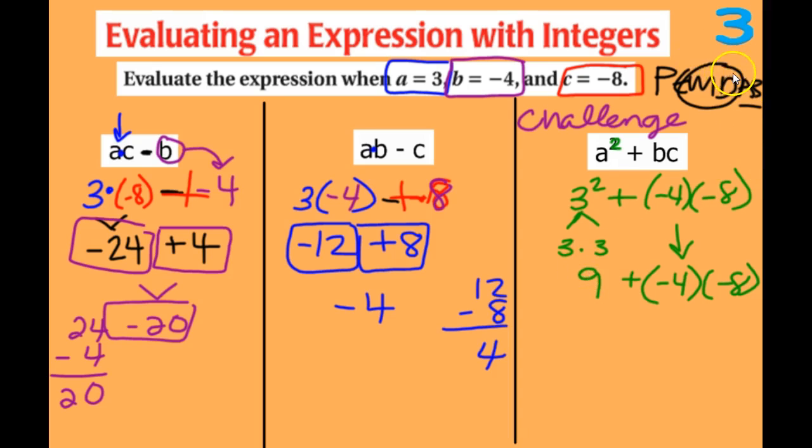Order of operations, again, we need to multiply first. These are touching, let's multiply. A negative times a negative makes a positive. 8 times 4 is 32. So we have 9 plus 32. If it's difficult to add 9, add 10, and then subtract 1. So 32 plus 10 is 42, minus 1 is 41.